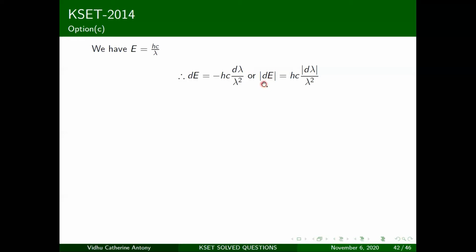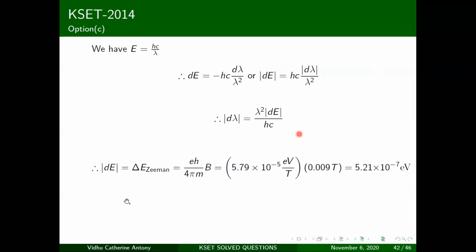So you take the modulus of your dE and also of your d lambda. You want to calculate the shift, so you put d lambda here and you have lambda squared dE divided by hc. Now, what is your dE basically? A certain amount of energy is required, and that energy is given by your magnetic field. So dE Zeeman is equal to eh divided by 4 pi m, times B.